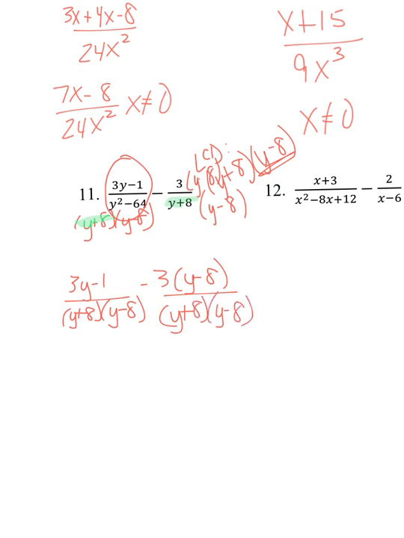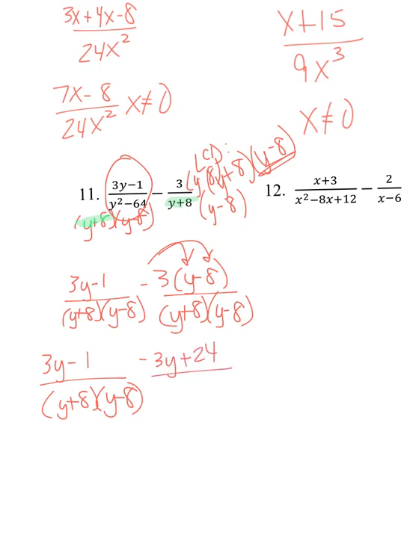So the first thing you're going to want to do here is definitely distribute that -3 to both terms. So I'm going to leave the first one alone. I'm going to leave it as 3y minus 1 over y plus 8 times the quantity of y minus 8. And then I'm going to distribute that -3 to both terms. So -3y plus 24 over that y plus 8 times the quantity of y minus 8. So in this instance, you can actually put it all together and just make it over one denominator. That's fine, and combine your like terms. I just happen to put it over each one separately.